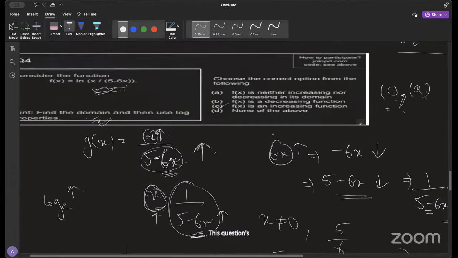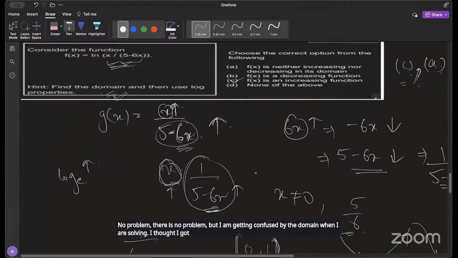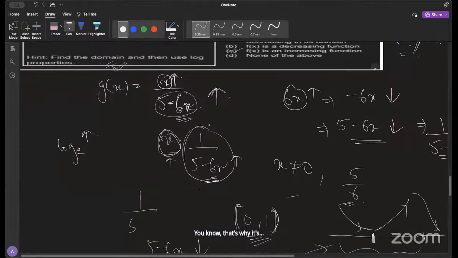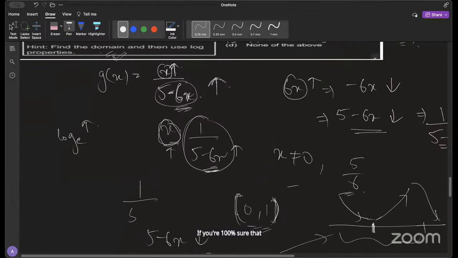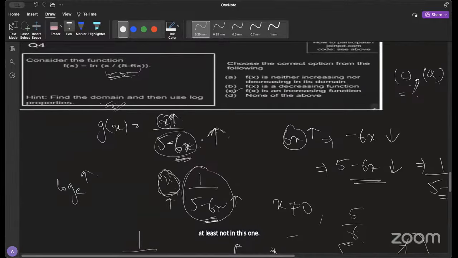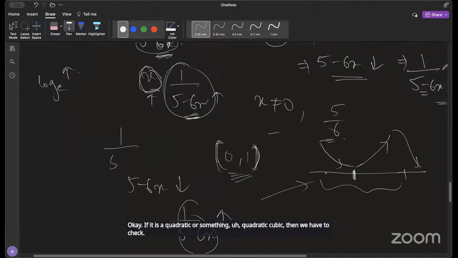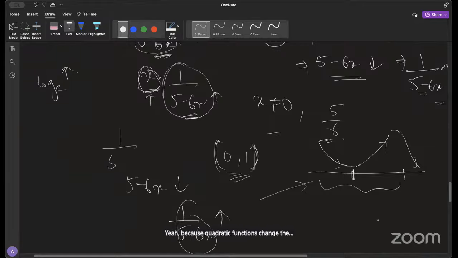So this question's done. Is there a problem in this question? Anyone? No, ma'am, no problem, but I am getting confused by the domain when I was solving. I thought I got a wrong answer. No, that's why, if you're 100% sure that this function is increasing in its entire domain, then you don't need to find the domain. At least not in this one. If it is quadratic or cubic, then we have to check. Yeah, because quadratic functions change direction, right? They are not monotonic. That's why you need to do that thing.